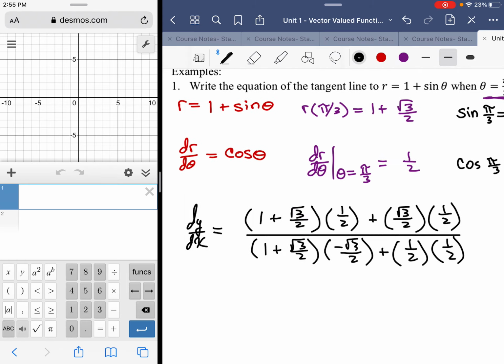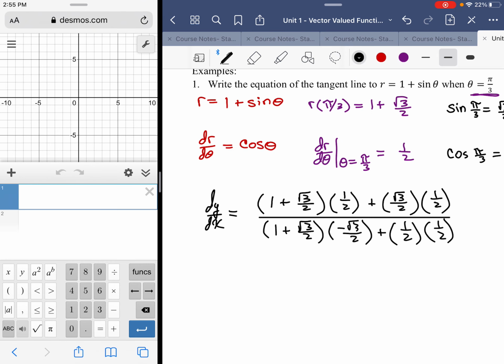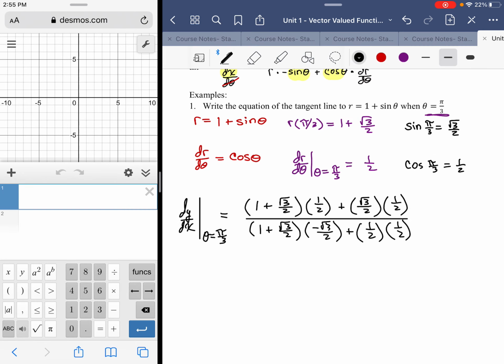All right. Now, if I want to clean this up, and it's debatable, sometimes you don't need to. Now, they did ask us to write the equation of the tangent line, so we got a little bit more going on here. But this is specifically, I should be specific, about my notation, this is when theta is equal to pi over 3. All right. So very important there.